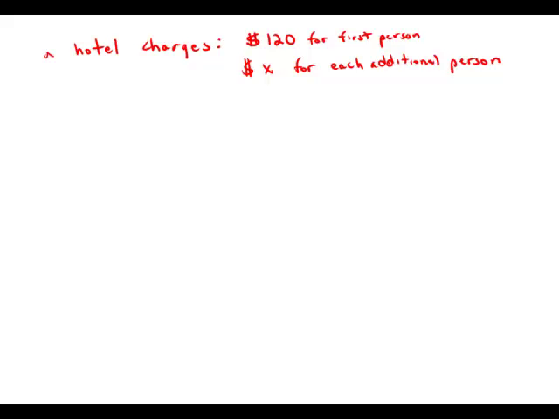For a convention, a hotel charges a daily room rate of $120 for one person and X dollars for each additional person. What is the charge for each additional person? So here we're looking for the value of X.